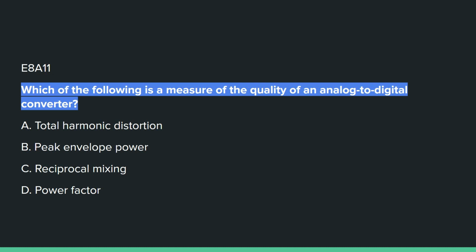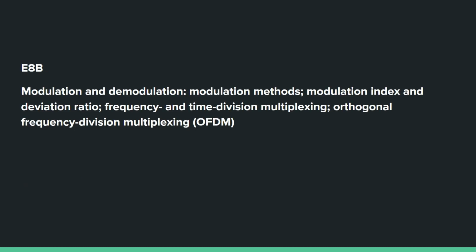E8A11, which of the following is a measure of the quality of an analog to digital converter? A. Total harmonic distortion. E8B covers modulation and demodulation, modulation methods, modulation index and deviation ratio, frequency and time division multiplexing, orthogonal frequency division multiplexing, also known as OFDM.